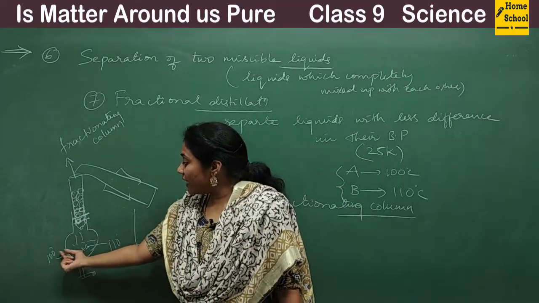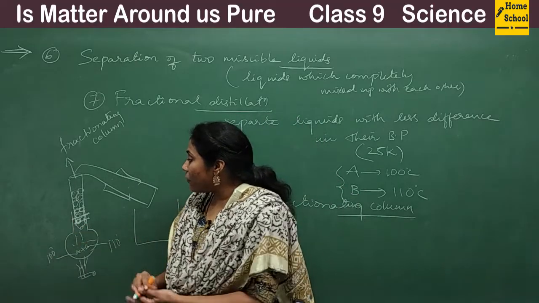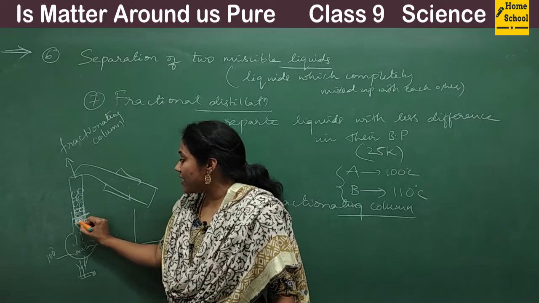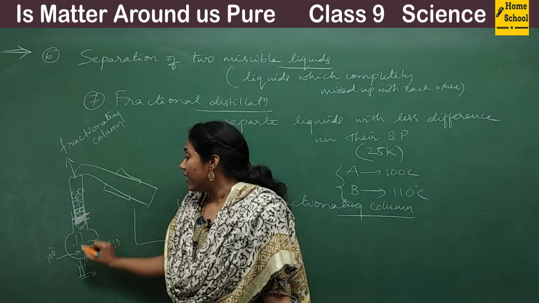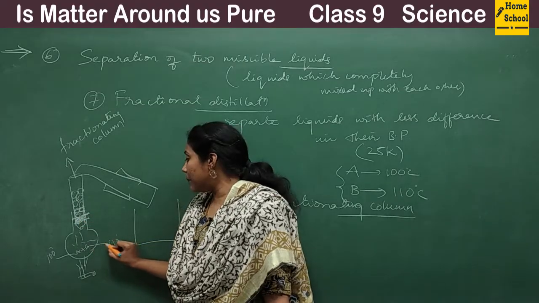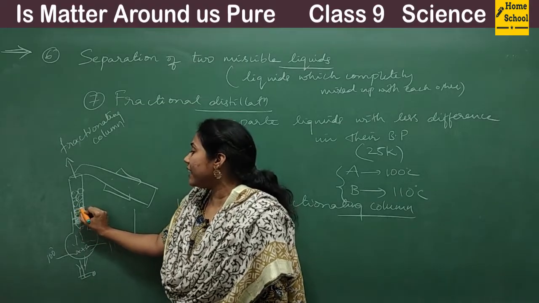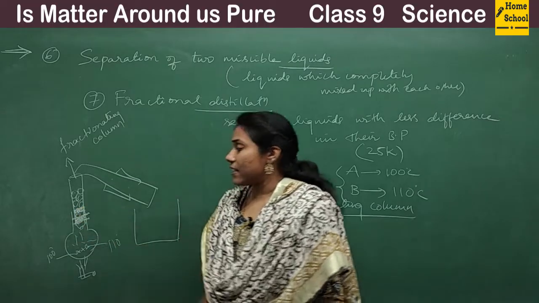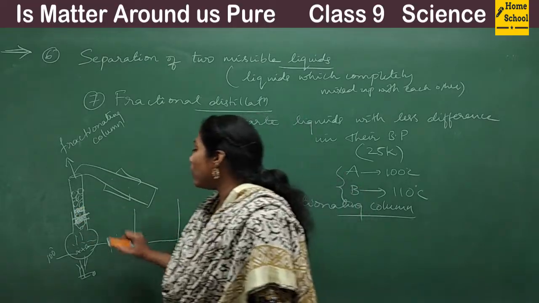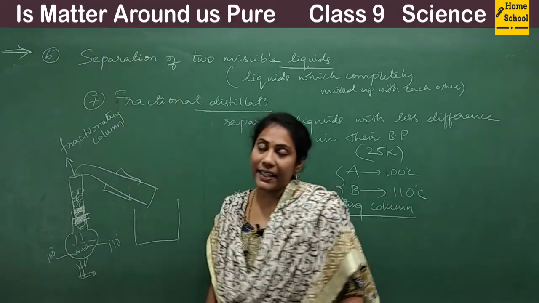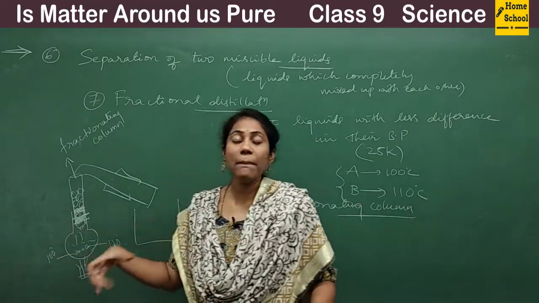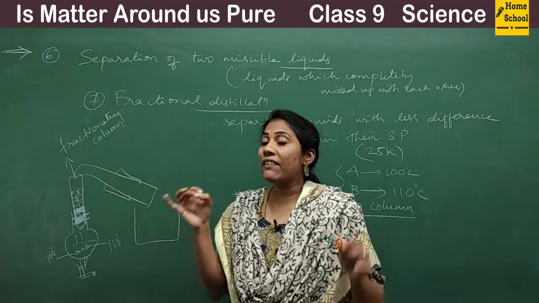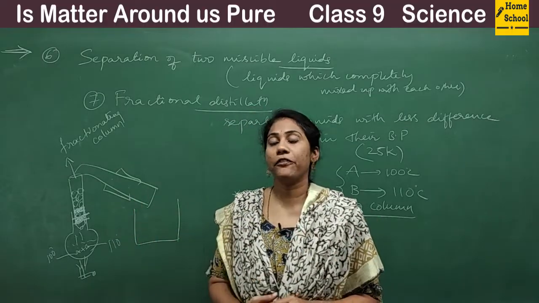The liquid with the lower boiling point will get condensed first. In this area only it will get condensed and stay, whereas the next liquid with a higher boiling point will reach further higher and here it gets condensed, right? So that's how they got separated. That is how you can separate one liquid from another liquid which has a very small boiling point difference.